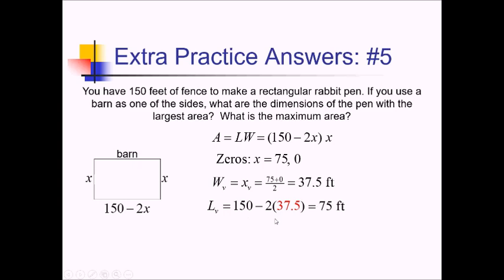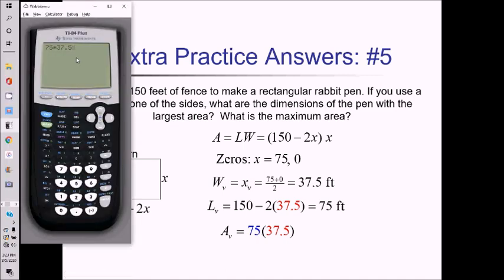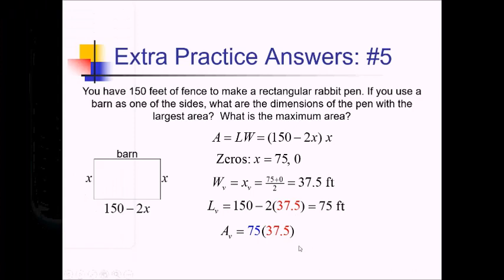And now to find the area, we just have to multiply the length and width together. So that's going to be a length of 75 times a width of 37.5. And now let me go to the calculator to see what that comes out to. Plug in all that in. We end up with 2,812.5, and that is going to be in square feet. That's a whole lot of area for those bunnies.